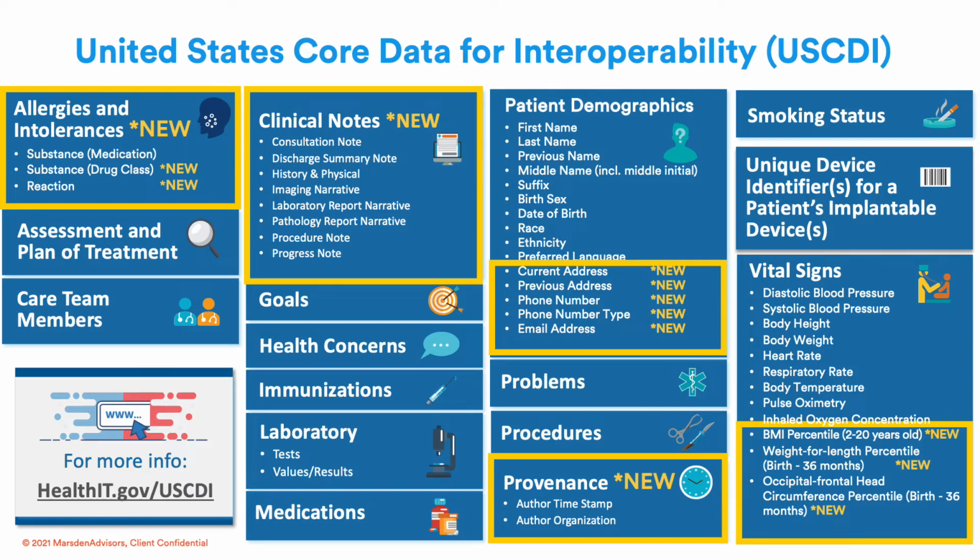Finally, it's important to note that the USCDI is an evolving standard. ONC established the USCDI annual update process to allow for a predictable, transparent, and collaborative process to expand the USCDI. Currently, ONC is working on version 2, which may go into effect next year. So it's important to keep up to date on what data elements are included under the information blocking rule.